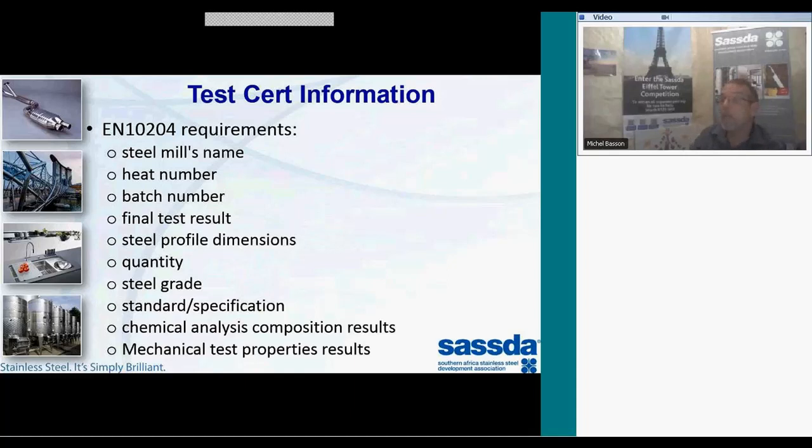on the material. There will be dimensions of the profiles, whether it's flat, plate, tubular, doesn't really matter. Quantity, steel grade, the standards and specifications to which this will be measured. That must be available on the document, as well as the chemical analysis to give us the chemical composition of the specific batch of steel and the mechanical test property results. This must all be contained on the test certificate. And something that's not mentioned on this slide, obviously it should be signed off by the authorized person at the mill.